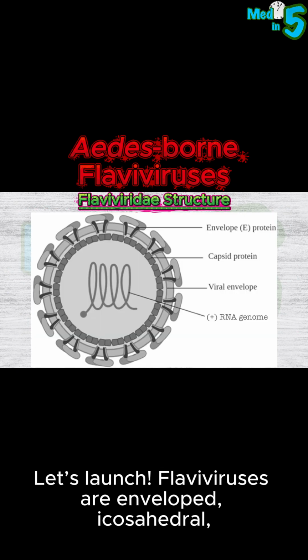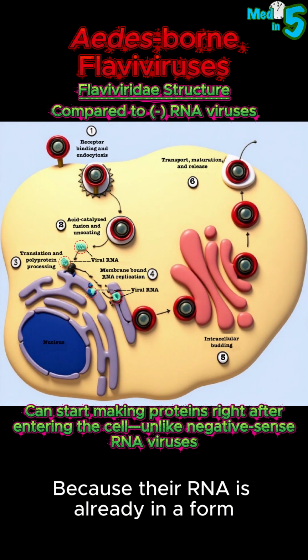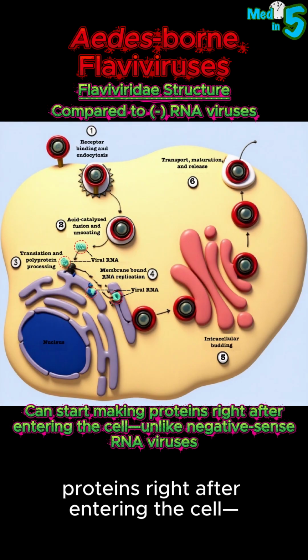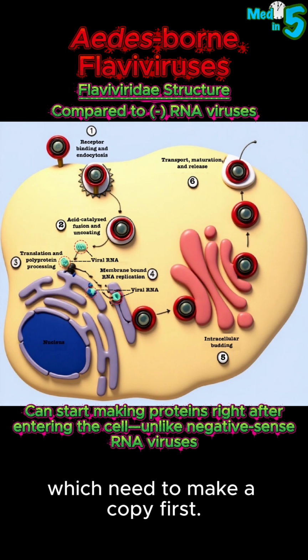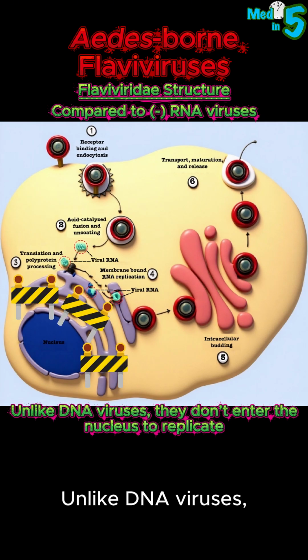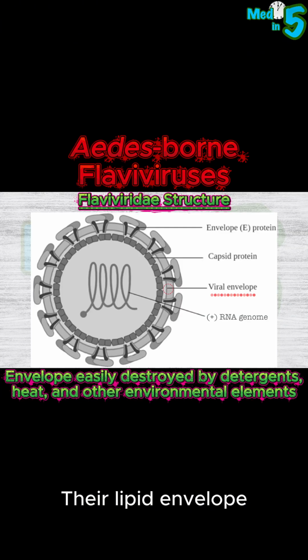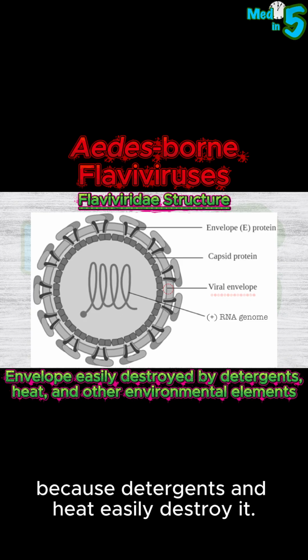Let's launch. Flaviviruses are enveloped, icosahedral, positive-sense single-stranded RNA viruses. Because their RNA is already in a form that ribosomes can read, they can start making proteins right after entering the cell, unlike negative-sense RNA viruses, which need to make a copy first. Unlike DNA viruses, they don't enter the nucleus to replicate. Their lipid envelope makes them less stable than non-enveloped viruses because detergents and heat easily destroy it.